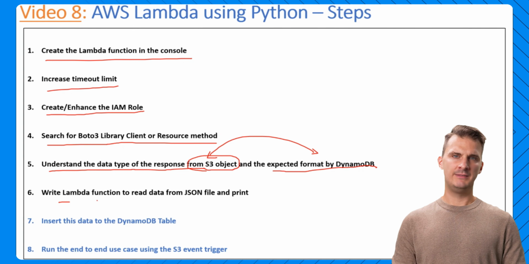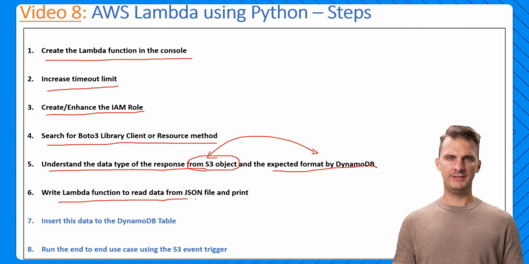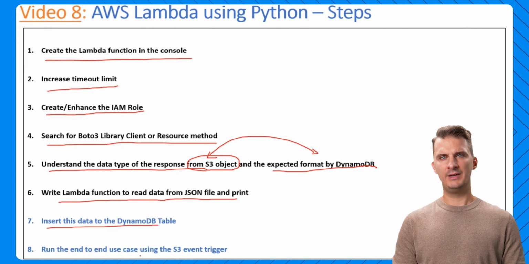Then finally we'll write the Lambda function to read the data from the JSON file and print it. In the 7th step, probably in the next video, we're going to insert the data into the DynamoDB table. And then finally we'll run the end-to-end use case using the S3 event trigger. So let me go to the console.